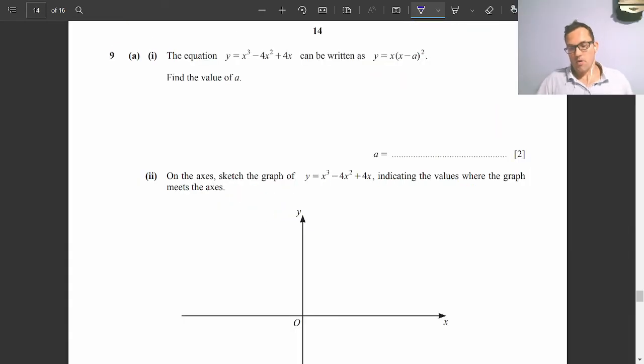Question 9a, part 1, gives us a cubic equation. It can be written in the form y equals x bracket x minus a squared. So just look carefully at that. First of all, we can see that there is a little x factorized in front. So we can do the same here.